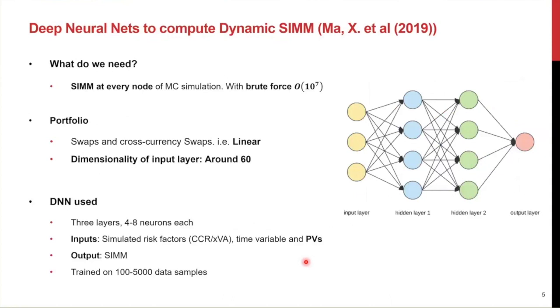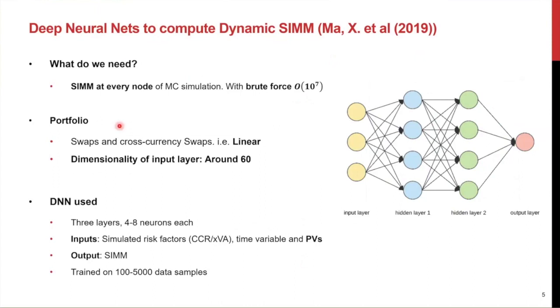Of course, deep neural nets, a lot of people know what they are. They've been used in other industries and even in this industry already for a few years. This paper came up only this year. It's a paper that I particularly liked. What it does is actually simulate SIM dynamically. With a brute force approach, it would take something of the order of 10 to the 7. Now, what do they test it on?